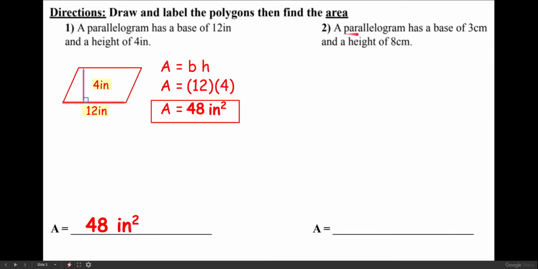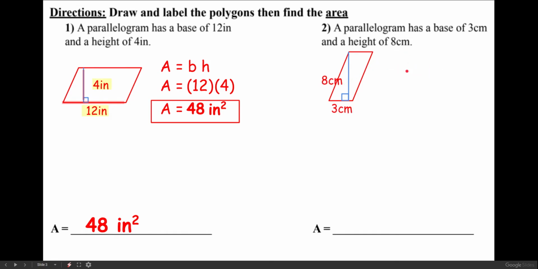Let's try this one. A parallelogram has a base of 3 centimeters and a height of 8 centimeters. So we're drawing a parallelogram. I drew a different looking one that's a little taller, but honestly, if you drew the same parallelogram and just labeled it with different numbers, that's fine. Anyhow, it's got a base of 3 centimeters. It's got a height of 8 centimeters. So let's find the area.